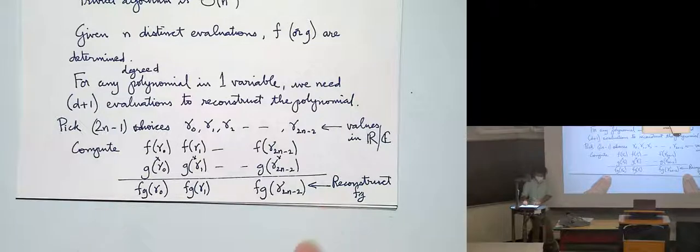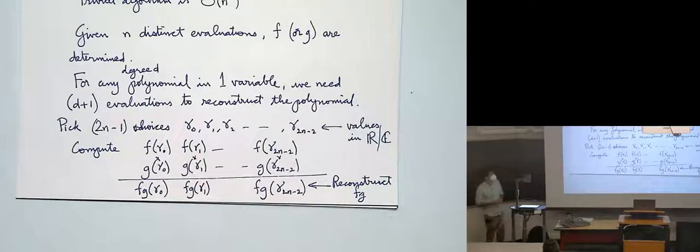Okay? So let's just suppose we do this naively. And suppose for gamma 0 to gamma 2n minus 2, I just choose integers: 0, 1, 2, 3. I could do that, right? I could just choose integers. Let's see what the running time is going to be.